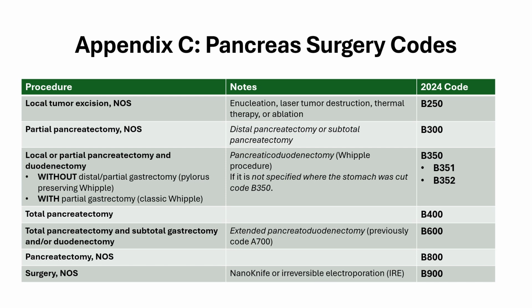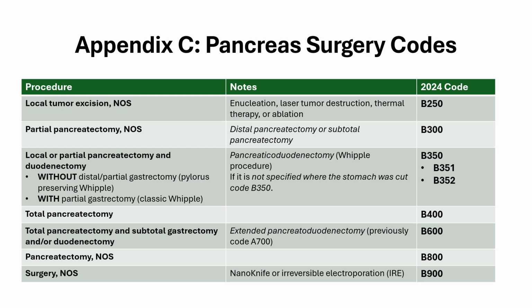pancreatico-duodenectomy. That is B350. Without the distal or partial gastrectomy, so this is a pylorus preserving Whipple, that is code B351. With a partial gastrectomy, this is a classic Whipple, that's B352. If they don't specify where the stomach was cut, then code it to B350. So if we don't know if there was a gastrectomy performed, code B350.